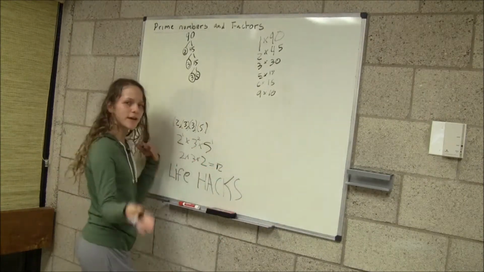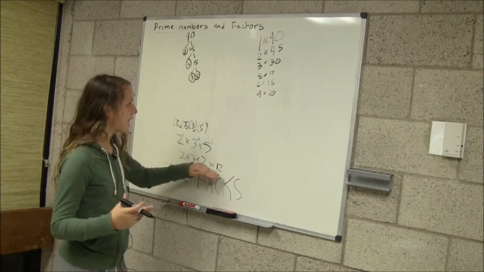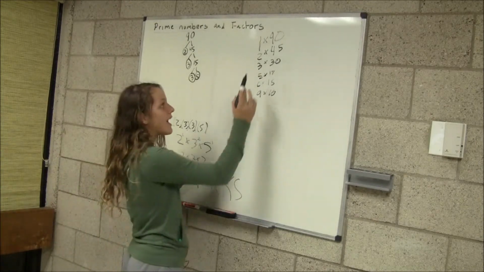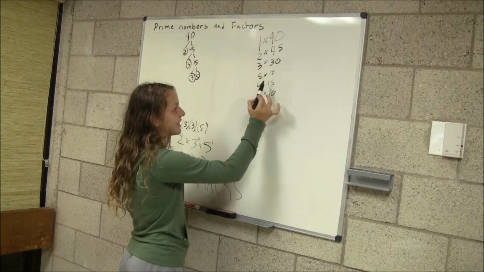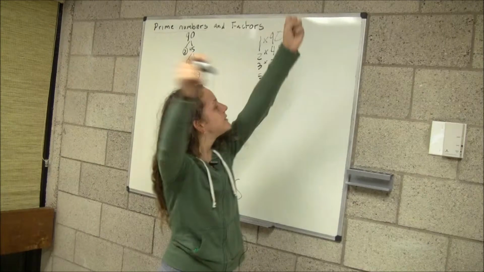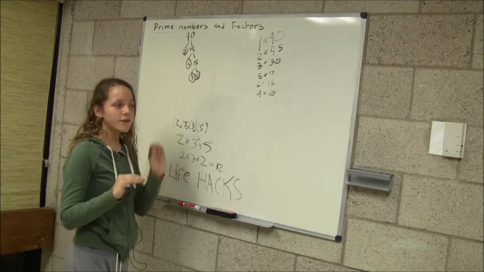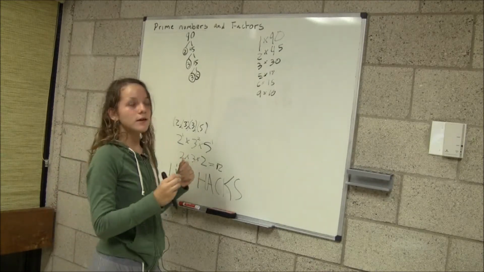But remember that sweet life hack of 12? Well, that is the amount of factors you will have for 90. So as you can see right now, 1, 2, 3, 4, 5, 6, 7, 8, 9, 10, 11, and 12. Yes! So that means we've already figured out all the factors for 90. This is a sweet life hack.